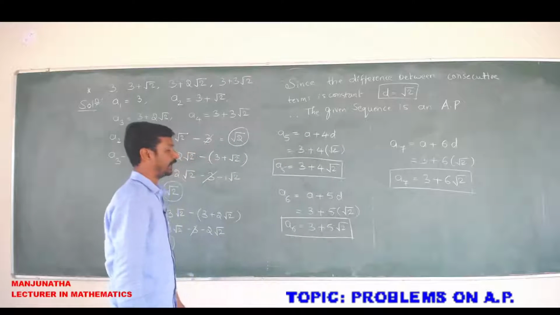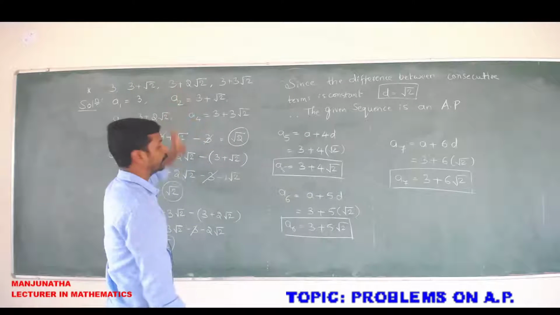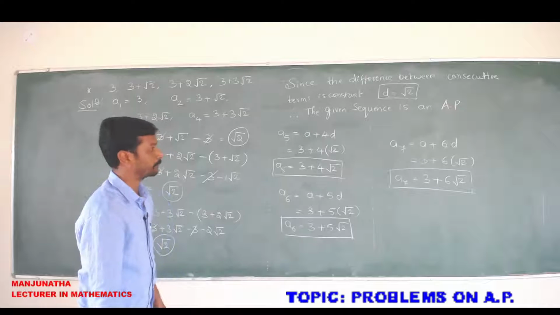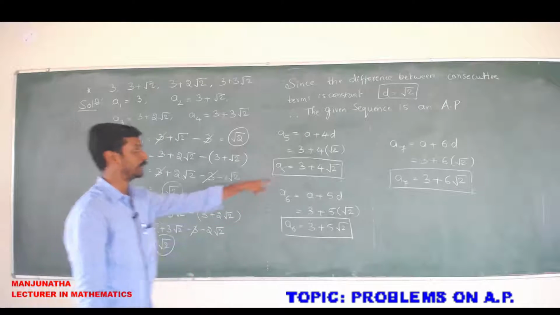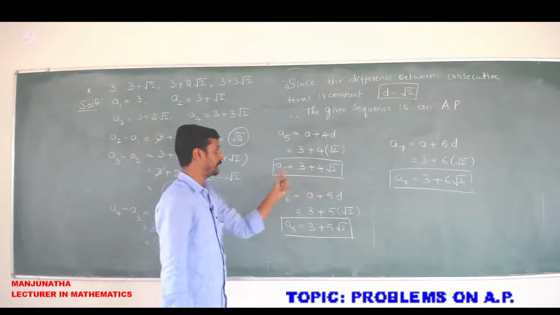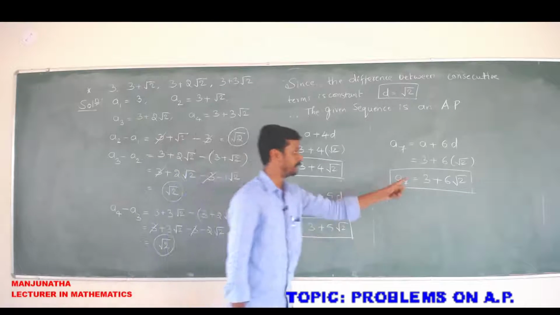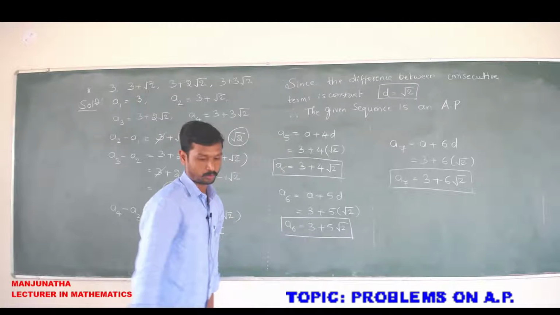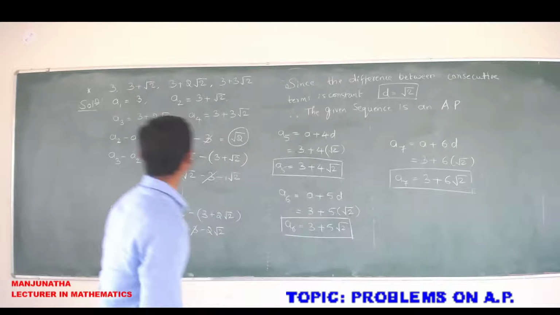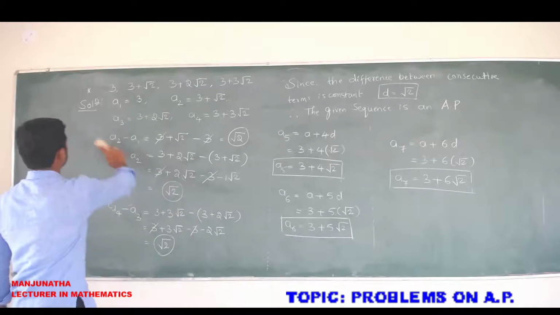These 3 are the next 3 terms of the given arithmetic progression. Therefore A5 is 3 plus 4 root 2, A6 is 3 plus 5 root 2 and A7 is 3 plus 6 root 2. So this is the solution for the given question. Now let us move towards the next question.